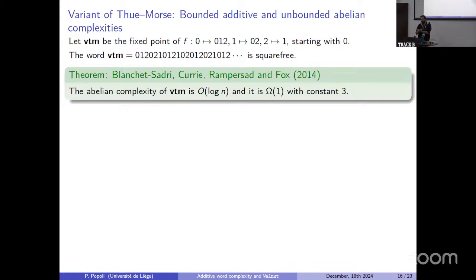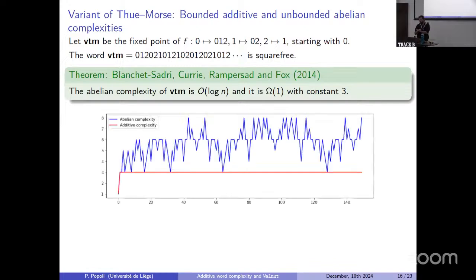The abelian complexity of this word was already studied by Blanchet, Sadri, Currie, Rampersad, and Fox, and they proved that this complexity is not bounded and is a big O of log n. And so we wanted to study the additive complexity for this word. And we have something like this. So we suspect that there is a much simpler result for the additive complexity.